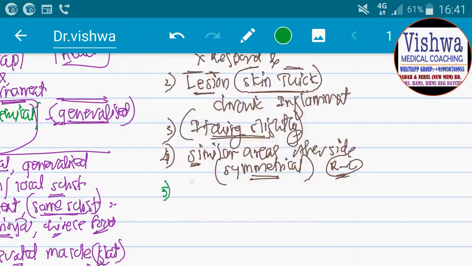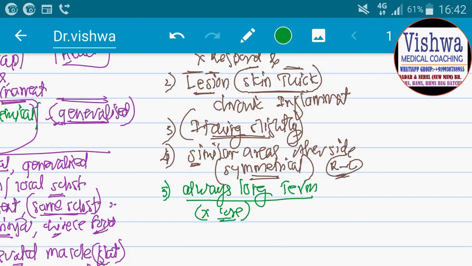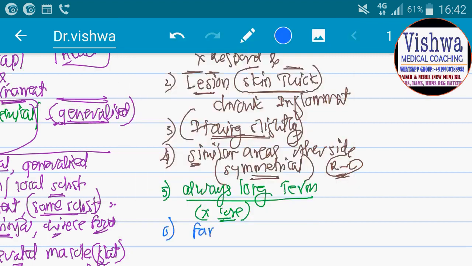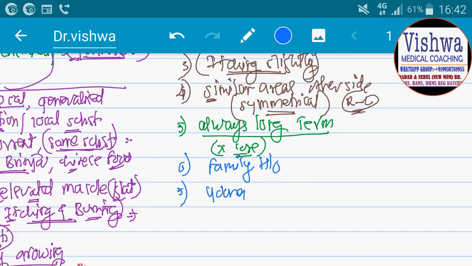Fifth important point, it is always long term. Patient has got long history, because we cannot cure this disorder. We can only suppress them. Or there may also be a family history. Common age group, usually a young population, especially after 20s to 40s, more commonly getting affected.